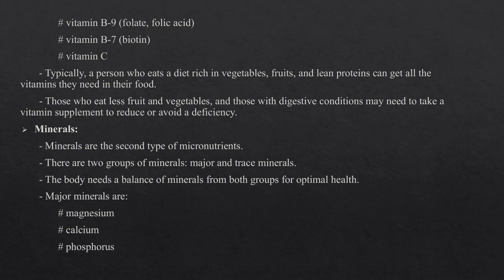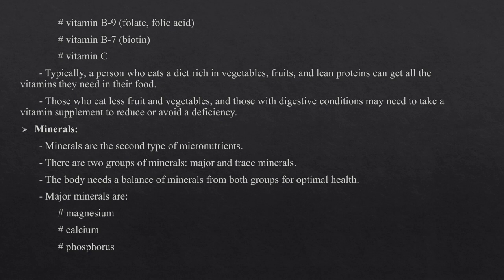Next one is minerals. Minerals also come under micronutrients. There are two types of micronutrients, that is vitamins and minerals. The second one is minerals. There are two groups of minerals, major and trace minerals. The body needs a balance of minerals from both groups for optimal health.